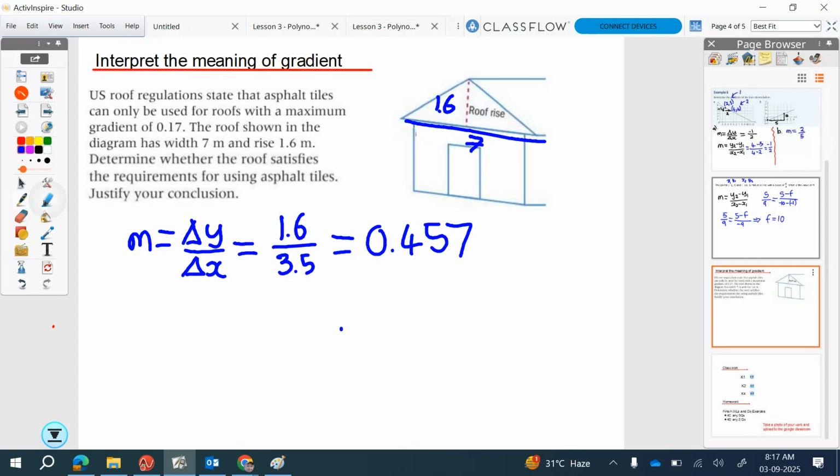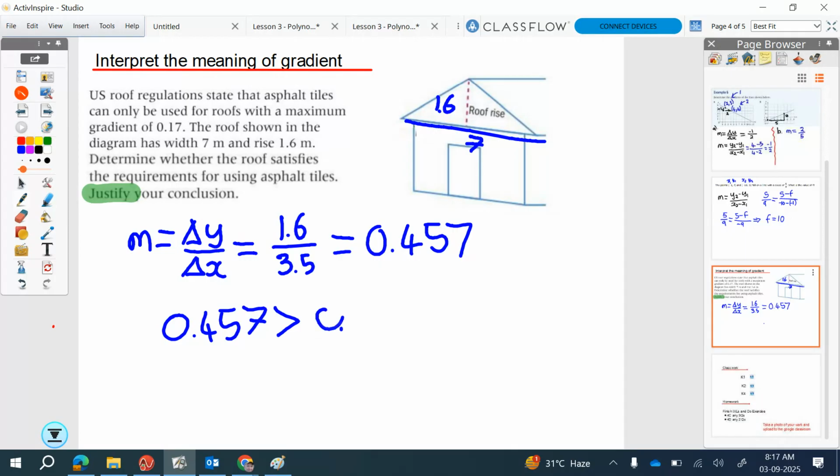With questions that use the justify or the interpret, when you're trying to give a justification like this one, we need to use an inequality. Typically, you want to use an inequality in a question like this. You want to put up the proof. So we've calculated the value here, and we say that 0.457 is greater than 0.17. This inequality is what's going to get you the final mark on this type of problem.